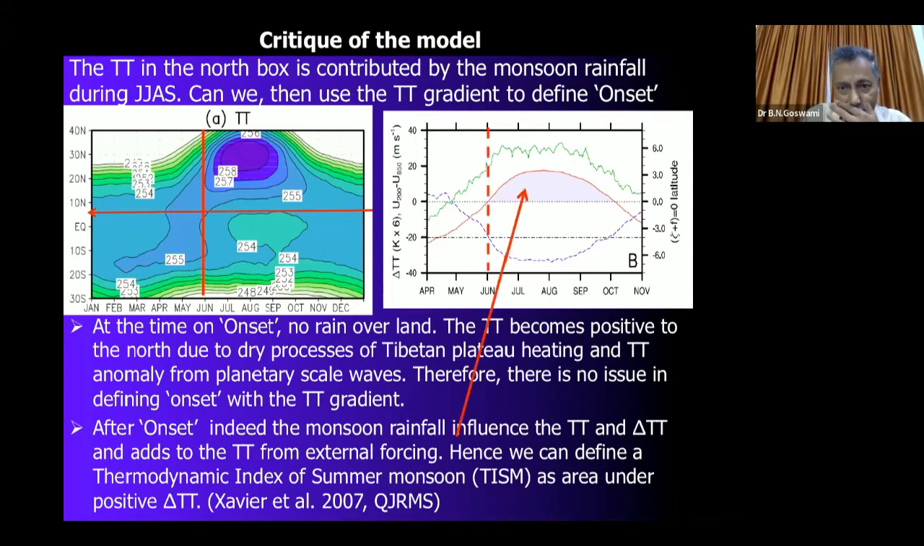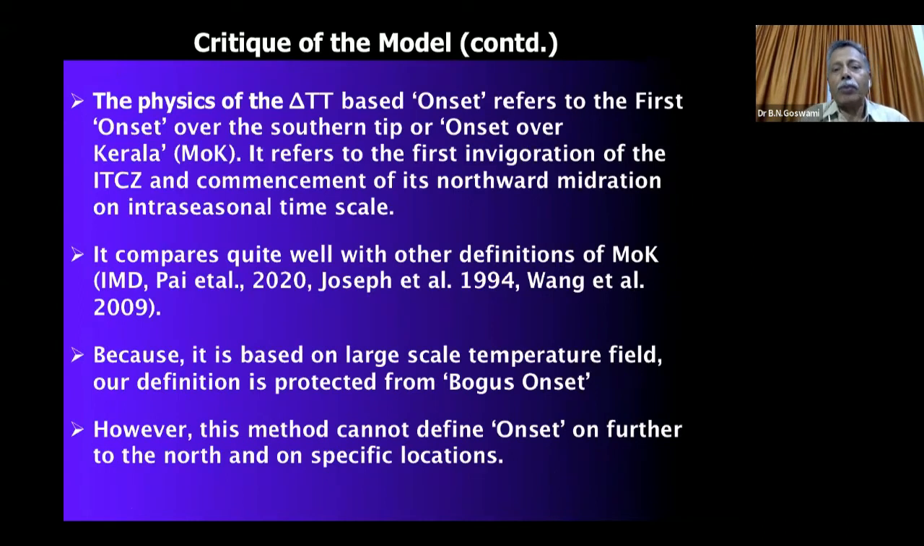But there is other criticism of the method, of course. Monsoon onset by this method, the tropospheric temperature gradient, can only define the onset over Kerala, or the first onset. That is because once this whole heat source is established, it continues over the whole period. So I cannot use the heat source again to define onset at interior points. So it is good for onset over Kerala, but it is not possible to use this model to define onset in the interior places. So this is one drawback, which is actually fine.